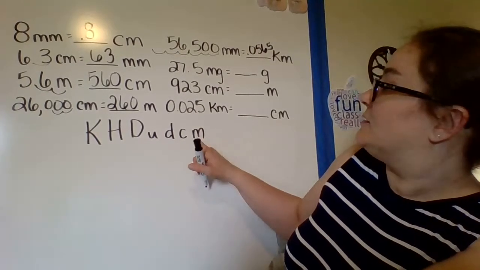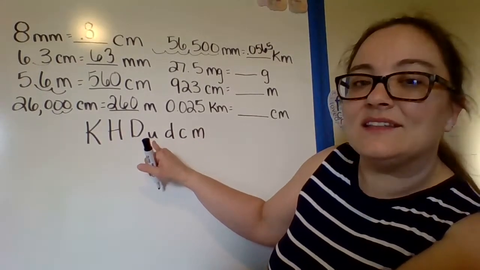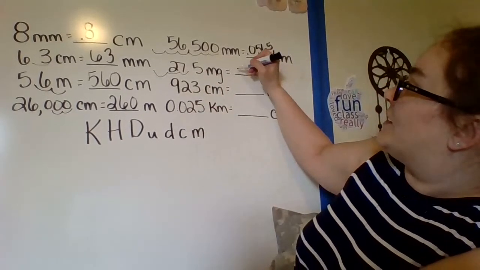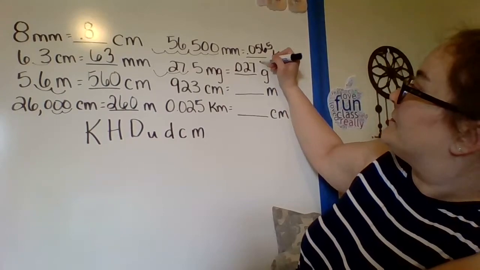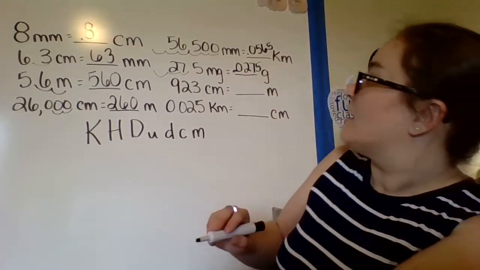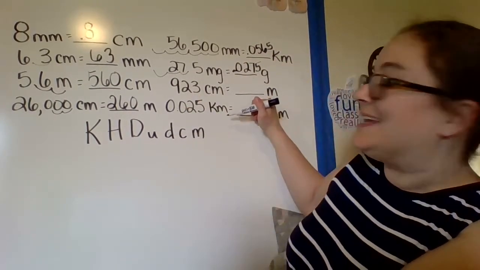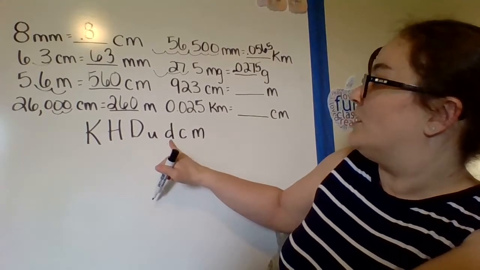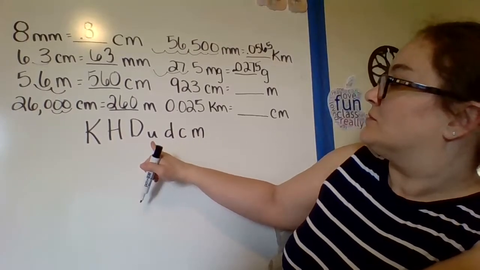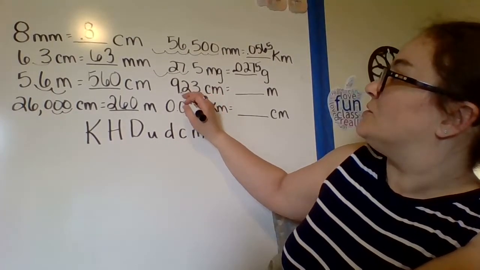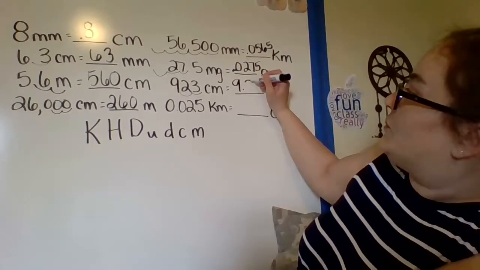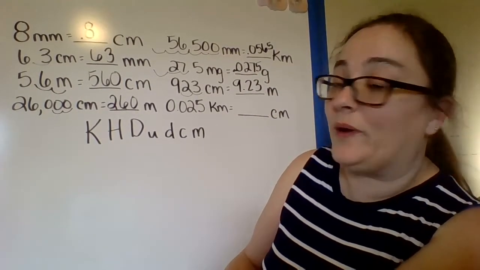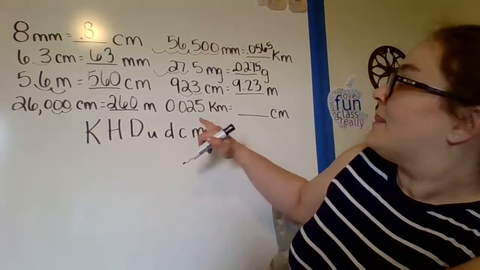Milli to unit. 1, 2, 3 to the left. So 1, 2 to the left, 3, we got to put a 0 in front. Starting on centi, ending on U for unit. 1, 2, just 2. 9.23. And one more before we have a bit more movie magic.